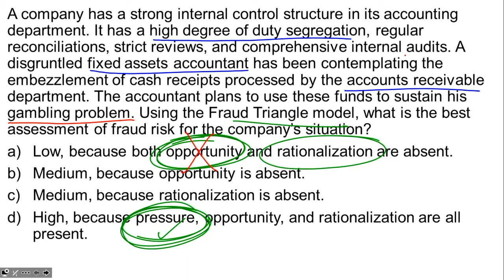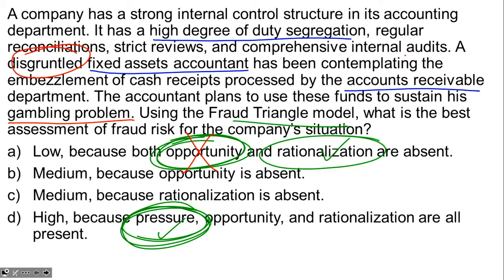Now, do they have the ability to rationalize it, to justify it in their minds? Is there some reason that they think it's okay for them to steal this money from the company? Well, the key word here is disgruntled. It's an unhappy employee. For whatever reason, they're not happy. They don't think they're paid enough. They think they work too much. They think other people don't do enough. They do more than anybody else. They're unhappy. And because they're unhappy, that's going to be the way that they're going to rationalize this. This is how they're going to justify this. So this person has the ability to rationalize it. They have the pressure to commit the fraud, but they don't have the opportunity.